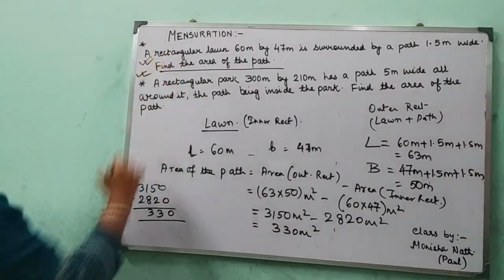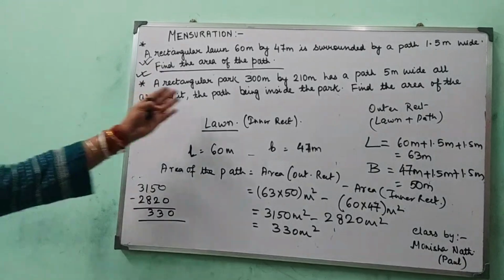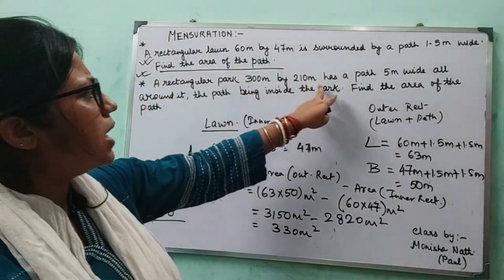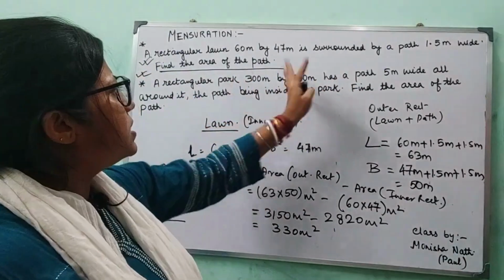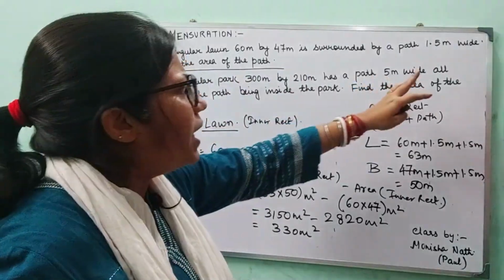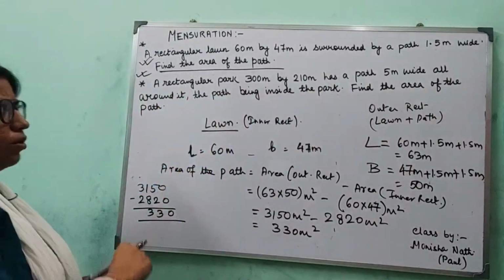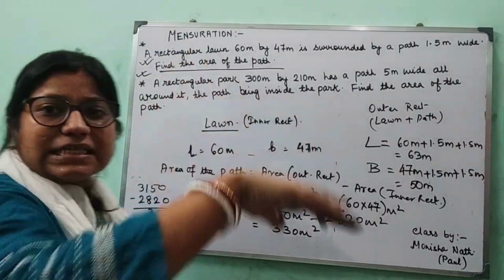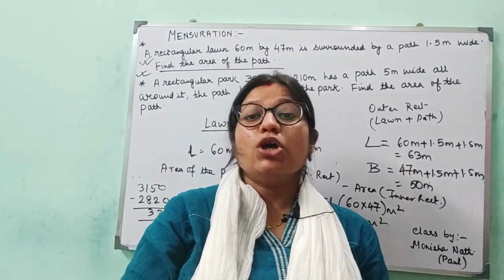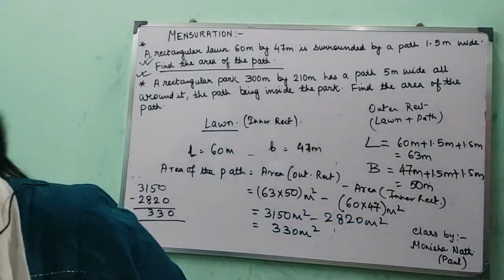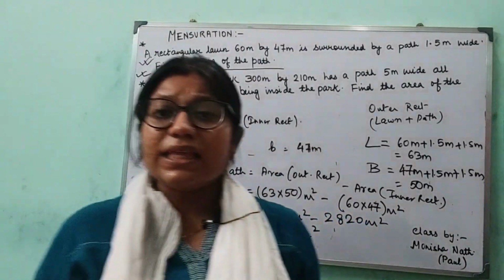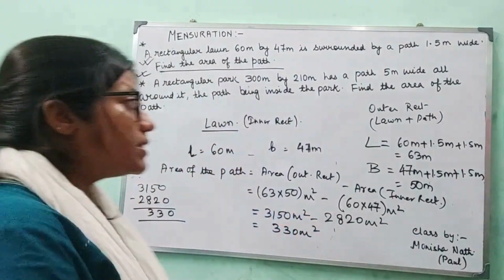The second sum is: a rectangular park is given to you whose dimensions are this and this, length is this, breadth is this. Now there is a path 5 meter wide all around it, the path being inside. So the path is inside. So what are we going to do? In this, the outer dimensions are given.